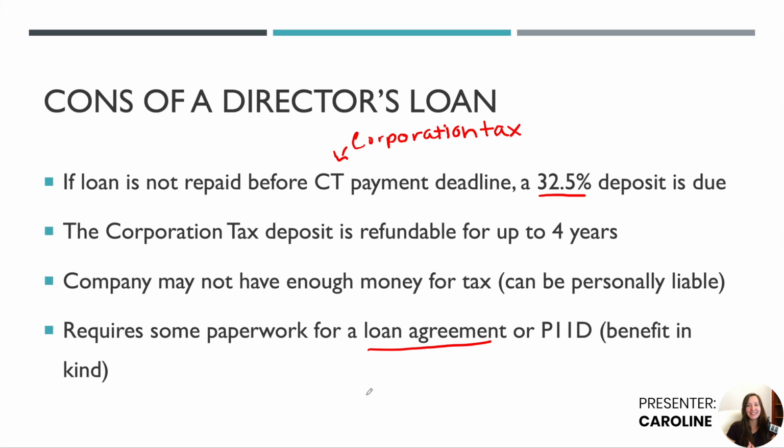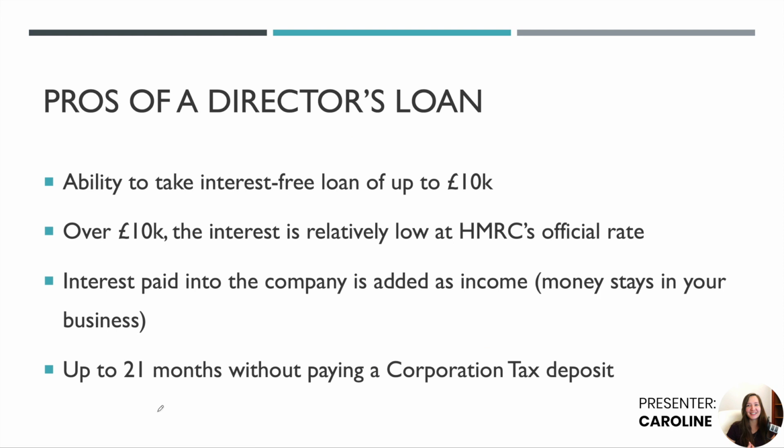P11D is standard paperwork, basically to declare your benefit in kind if you're not going to be paying that interest to your company. Pros of a director's loan. So you have the ability to take an interest-free loan of up to £10,000.